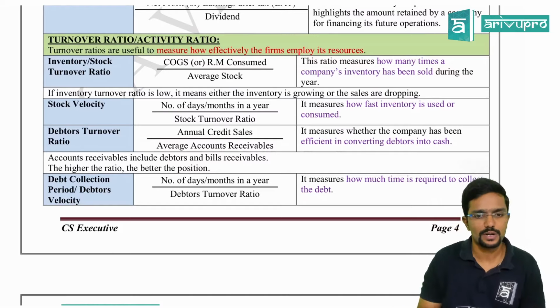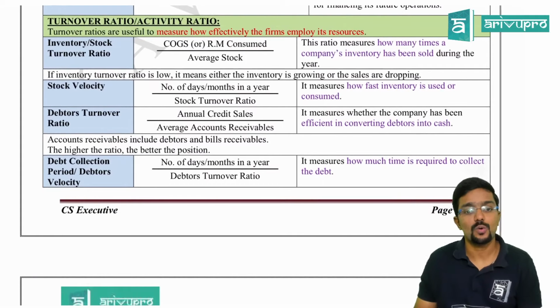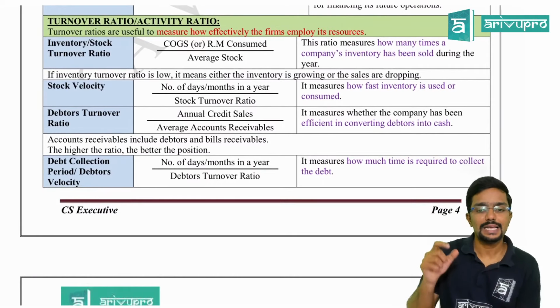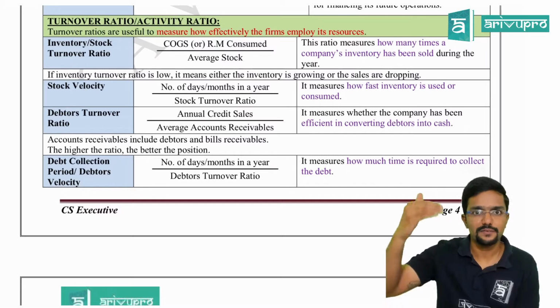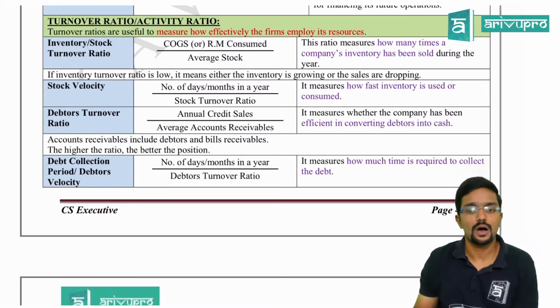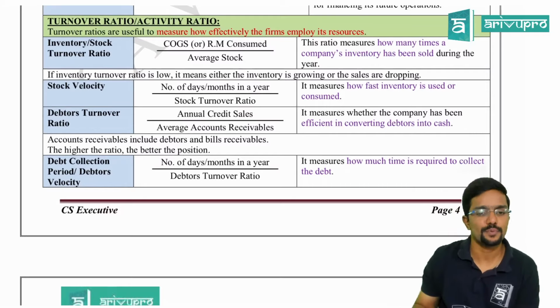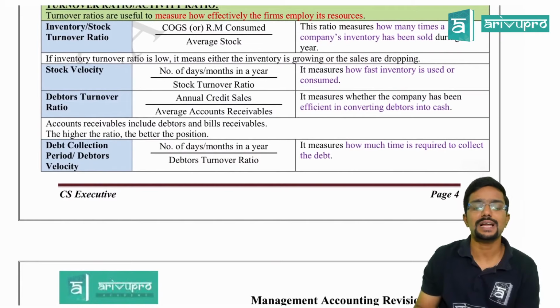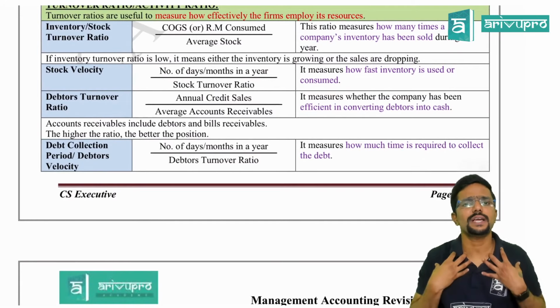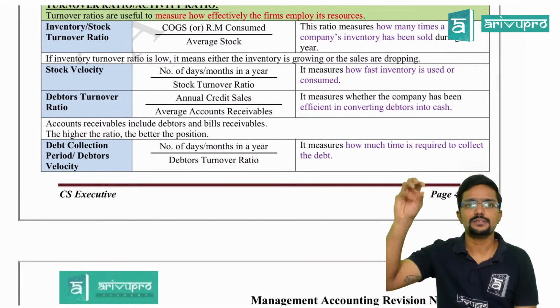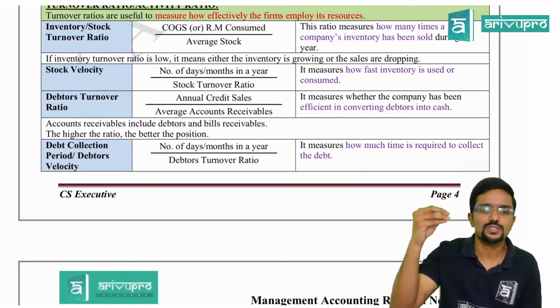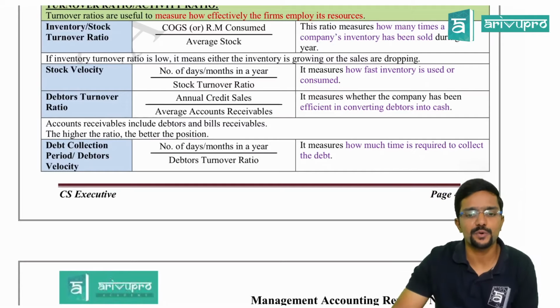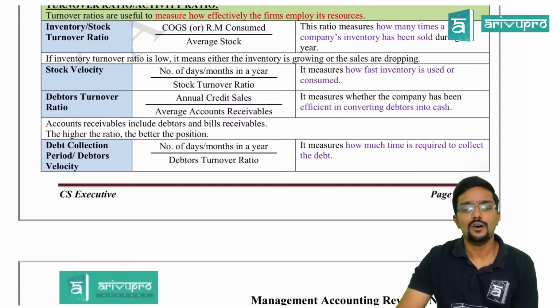Okay. So if inventory turnover is low, what does it depict? It means either the inventory is growing, that is the inventory or stock level is going up, or the sales are dropping. So the company should always try to keep inventory turnover as high as possible. Next, coming to stock velocity, that is for how long I am holding the inventory. Simple, number of days or months in a year divided by stock turnover ratio, whatever we have already computed. So this measures how fast the inventory is used or consumed.